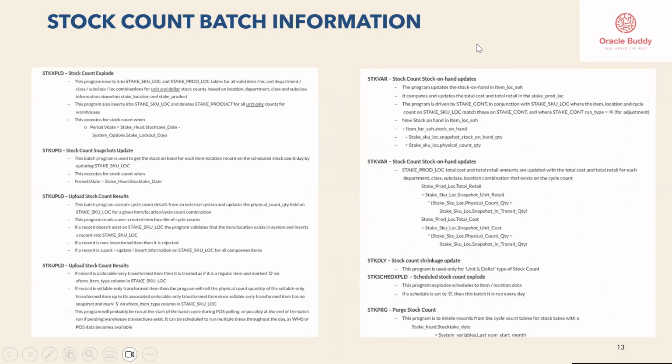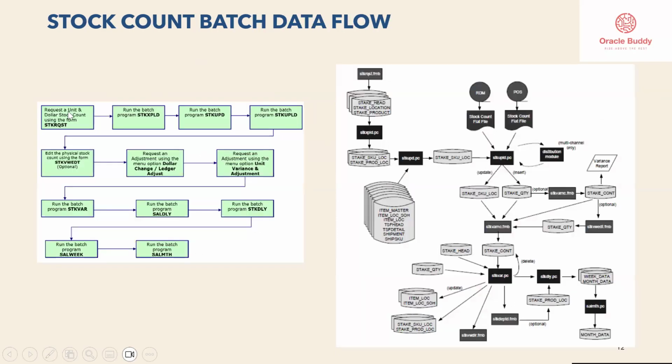So this is the stock count batch flow. First, we request a unit and dollar stock count using the form STKREQUEST. Then run the batch program STKXPLODE, then STKUPD, then STKUPLD. Edit the physical stock count using the form STKVWEDT; it is optional. Request an adjustment using the menu option dollar change ledger adjustment. Request an adjustment using the menu option unit and variance adjustment. Once all the adjustments are done, we can run the batch STKVAR.